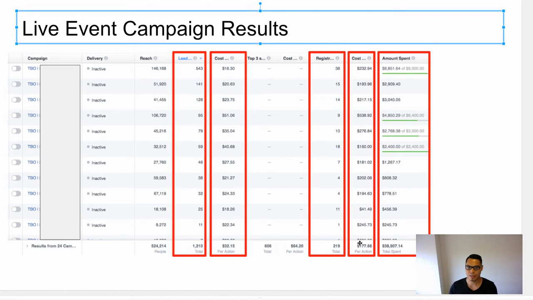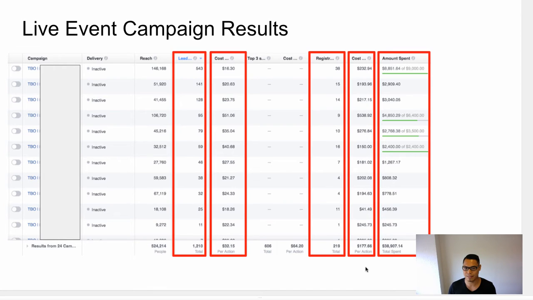The average cost per registration is $177.66, which is again below the goal, since the client is willing to pay $250 per registration. We got them registrations for $177.66. So, pretty good results.